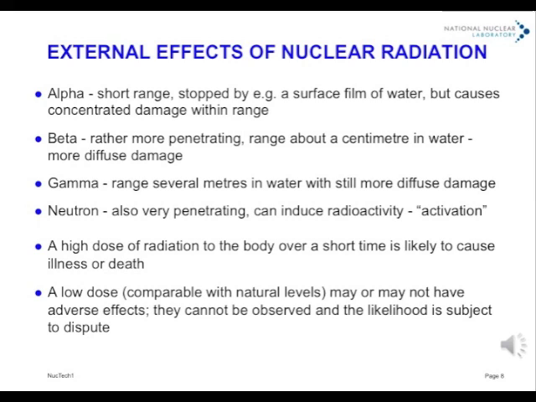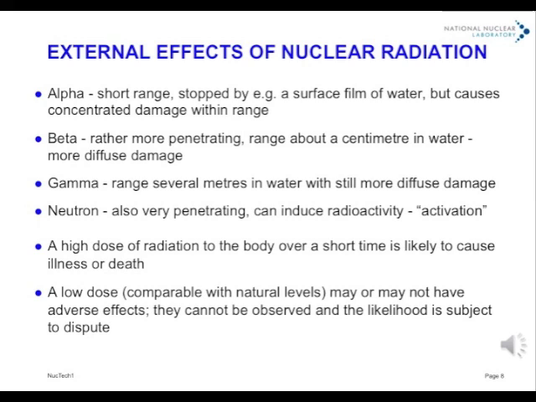Beta particles have lower energy, but disperse it more gradually, so have a longer range, about a centimetre in water, but causing more diffuse damage. Gamma rays, being immaterial, interact only weakly with matter and can travel several metres in water. Neutrons, without electric charge, also have a long range, but if absorbed are liable to induce radioactivity in the target material. Activation. This is of concern because a high dose of radiation in any form to living tissue can have serious adverse effects, especially if delivered rapidly.